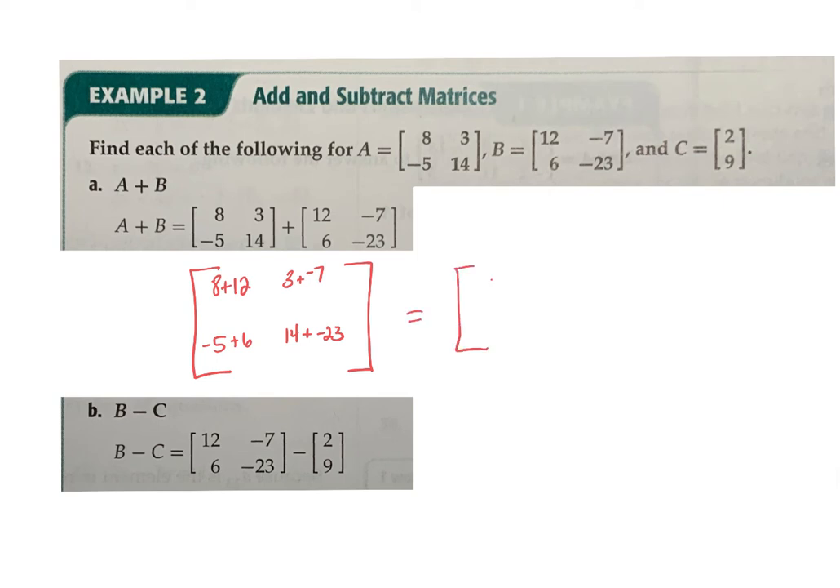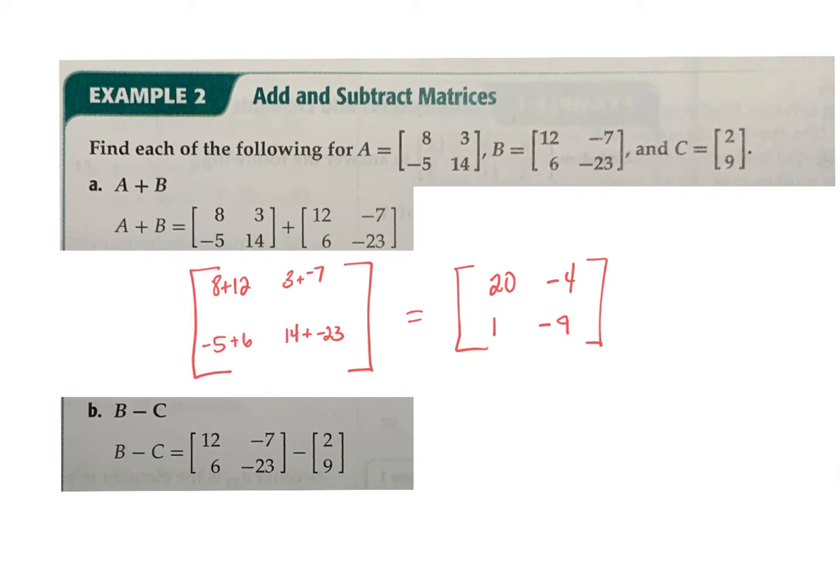8 and 12 give me what? 20. 3 and negative 7. Negative 4. Negative 5 and 6. 1. And 14 and negative 23. There we go. All right. That's literally all you do.